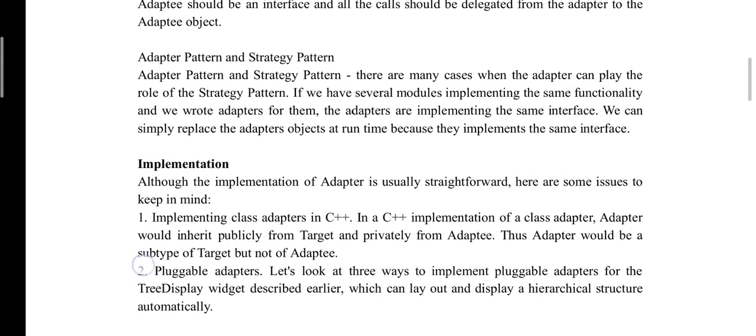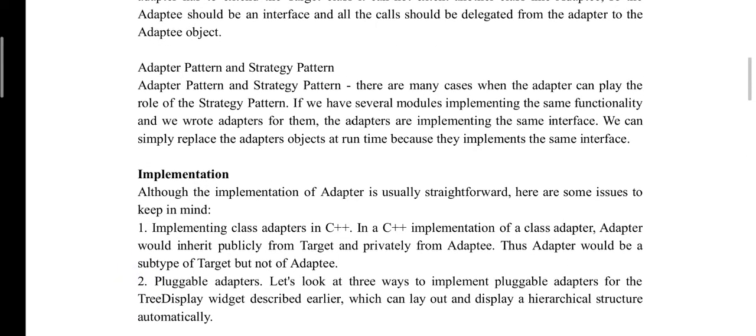Now the next one is implementation. How do we implement the adapter design pattern? Although the implementation of an adapter is usually straightforward, here are some issues to keep in mind. The first one is implementing a class adapter in C++. The implementation of a class adapter would inherit publicly from the target as well as privately from the adaptive. Thus the adapter would be a subtype of the target but not of the adaptive.